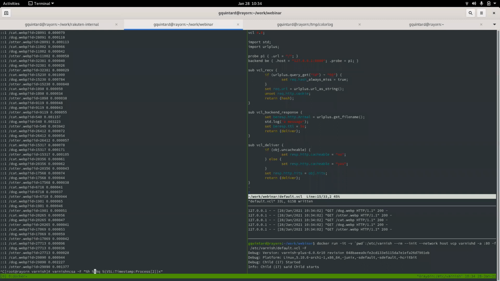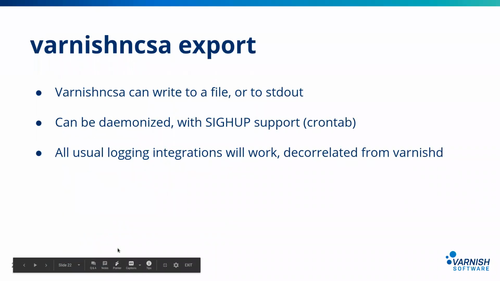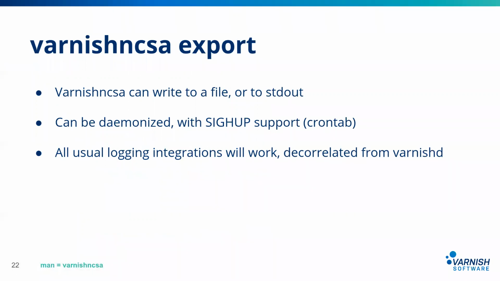We can even make it look good with some tabs and all that, but it's really just a matter of formatting that string. And just like that, varnishncsa is bringing us back to the regular Unix world, where you're going to write to a file or a standard output. We can daemonize it. We can do pretty much whatever we want. It's just a matter of formatting that string and then pushing the result wherever we want.